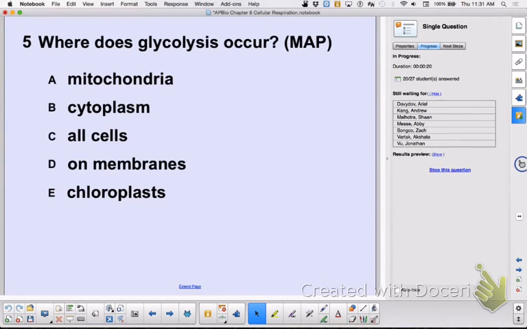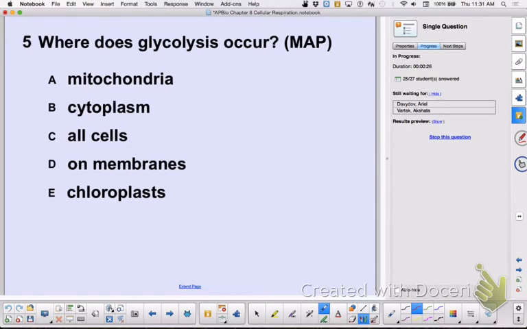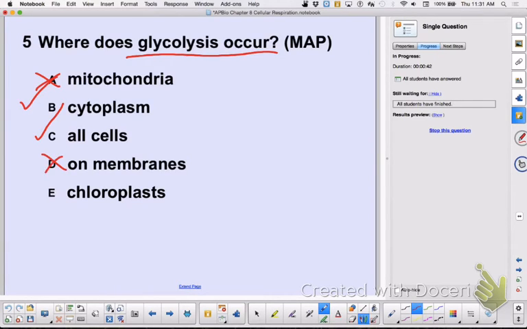Yeah, I told you it's a map, but it is a man. Where does glycolysis occur? Does it occur in the mitochondria? No, I just talked about it, but it doesn't occur there. Does it occur in the cytoplasm? Yes. Does it occur on membranes? No. Does it occur in chloroplast? No.